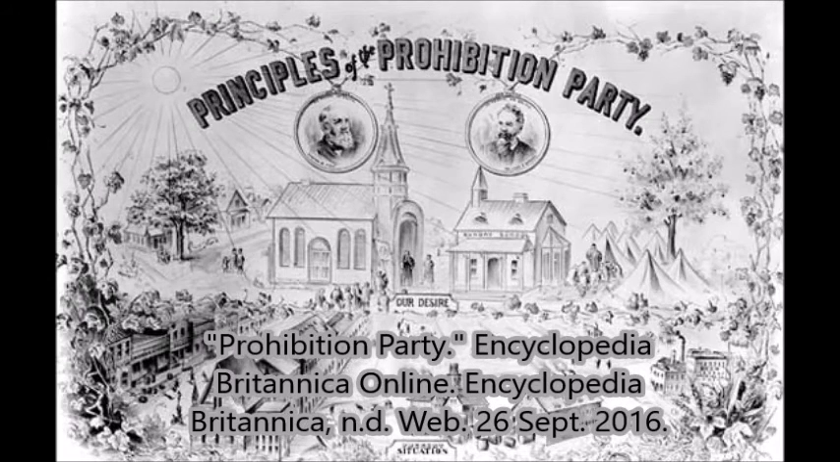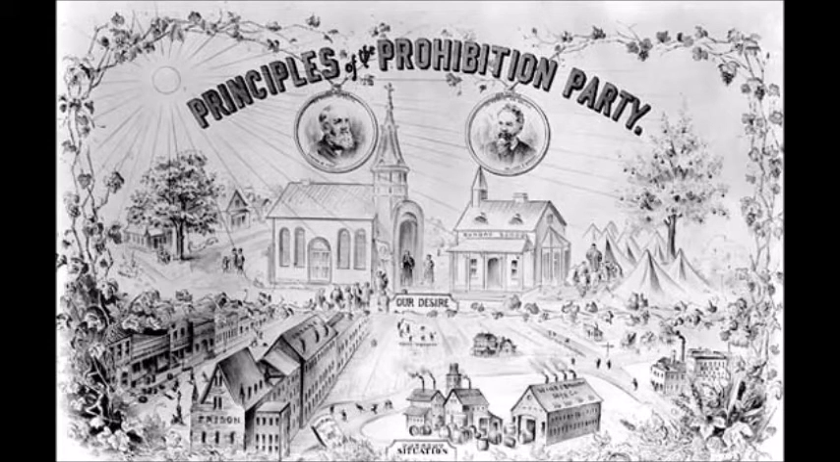The Prohibition candidates were Clinton B. Fisk along with John A. Brooks. The main goal of the Prohibition Party was to prohibit the use of alcoholic beverages in the United States.